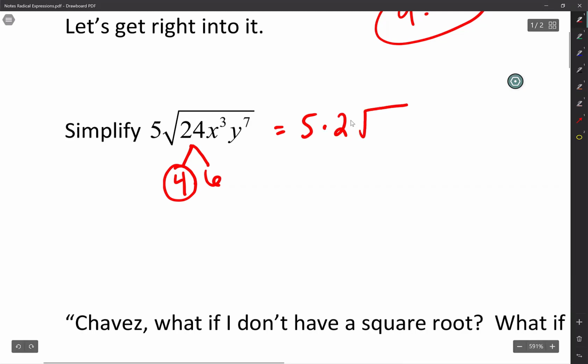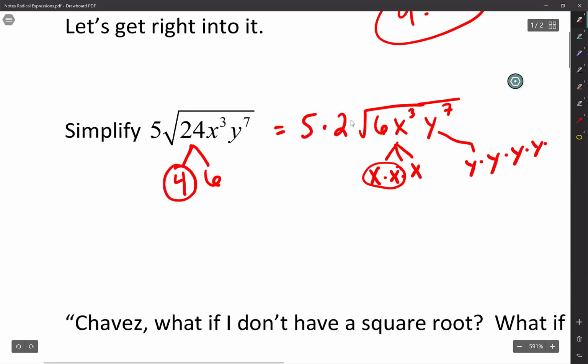On the inside, I still have that 6, I still have that x cubed, and I still have that y to the 7th. How many pairs can you take out? That's really what it's about. Well, that x cubed is just x times x times x. There's one pair that I can take out. That y to the 7th is just y times y times y times y times y, 1, 2, 3, 4, 5, 6, and I need one more, 7. There are 7 y's right there.